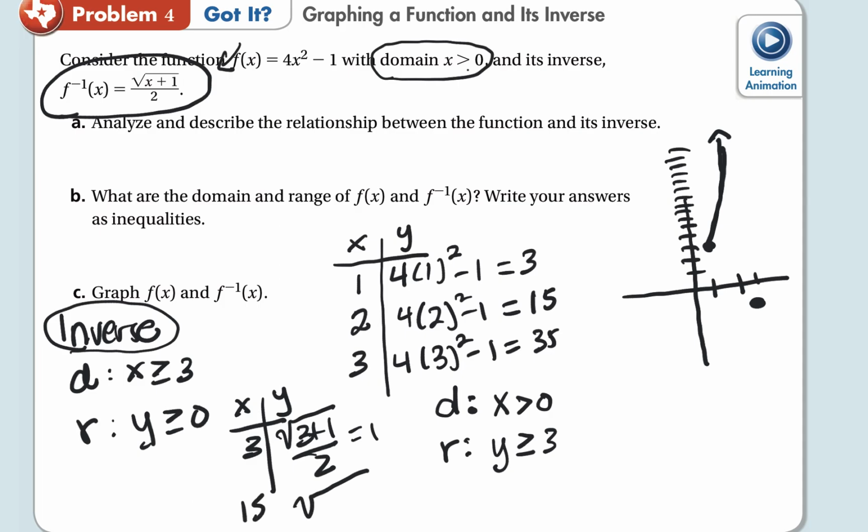So that would be the square root of 15 plus 1, and then divided by 2. And guess what that's going to be? Yep, it's going to be 2. So we have 15, 2. And it's probably going to be way out here. So it's going to look like this. And I know this is just a sketch, but you notice it has to be reflected over y equals x. And this doesn't show it, but it is reflected over y equals x.